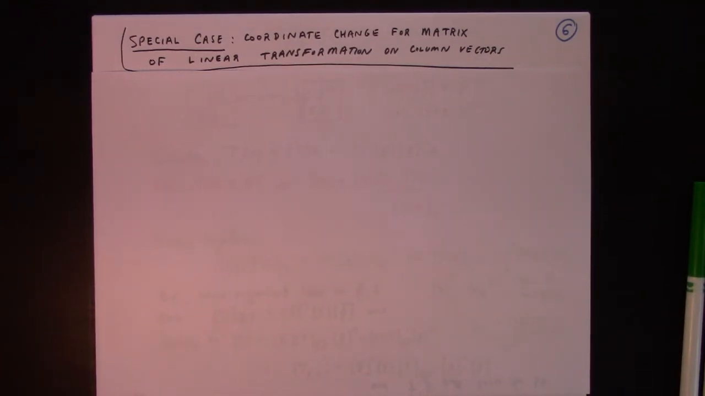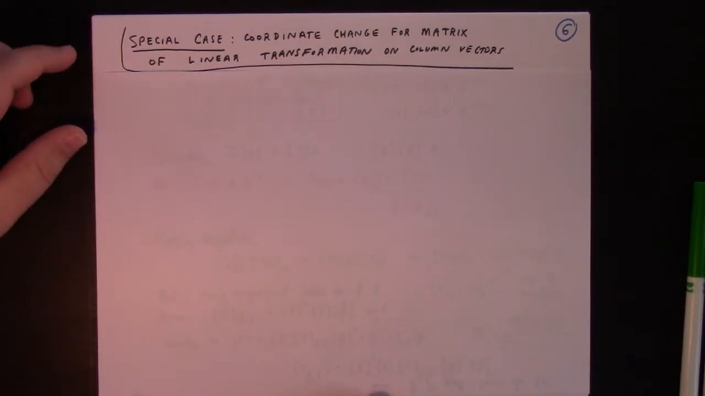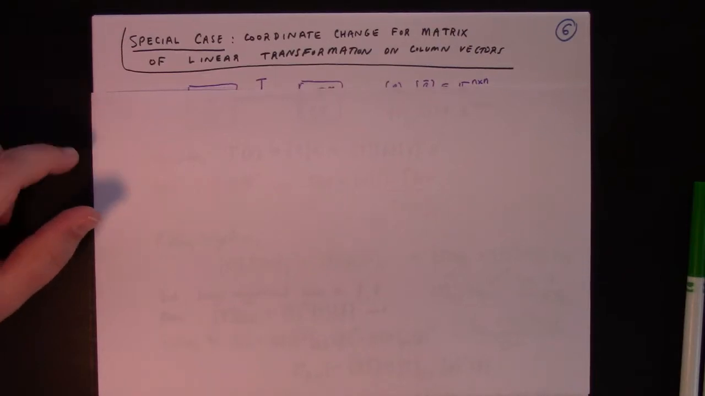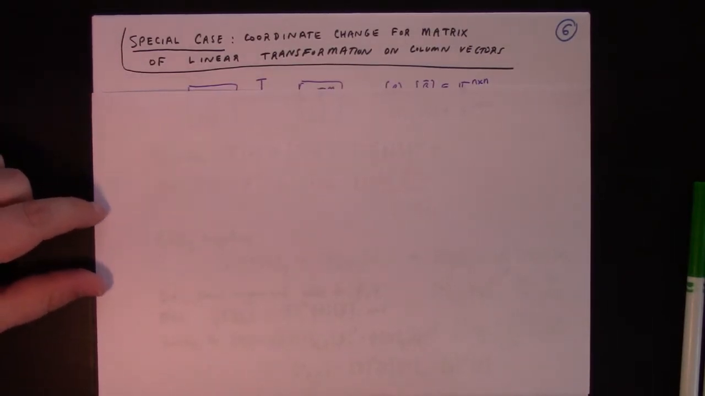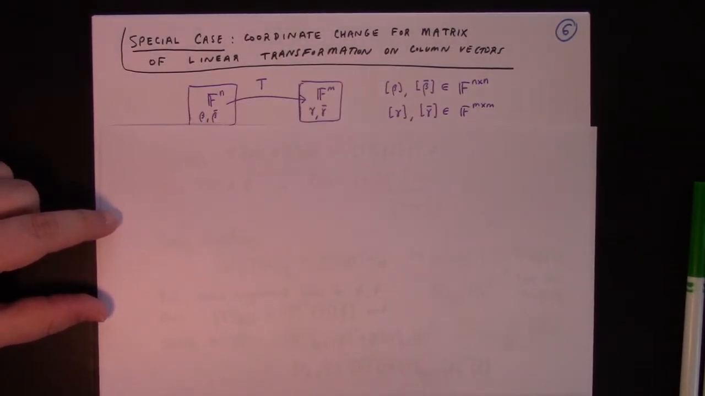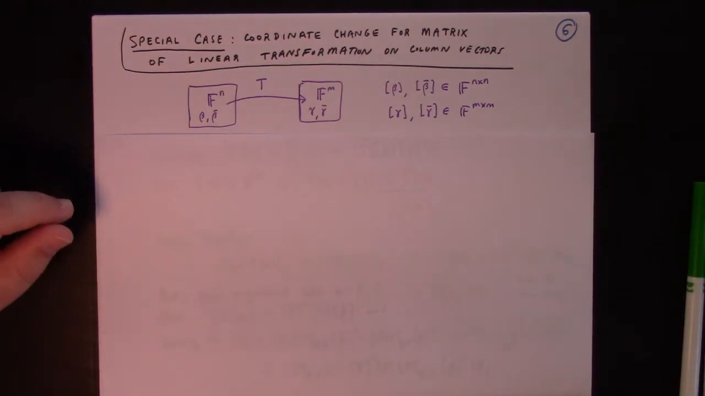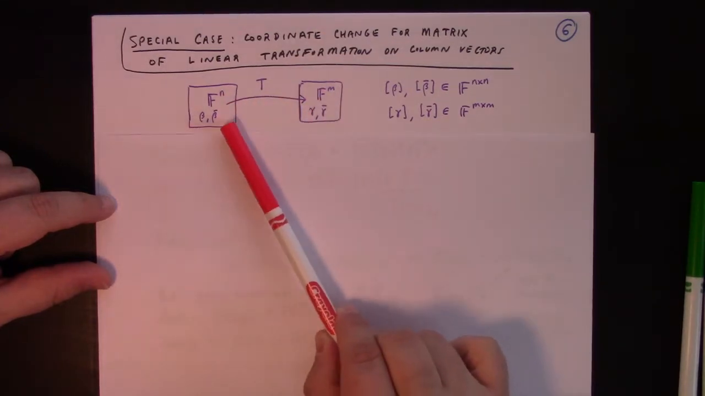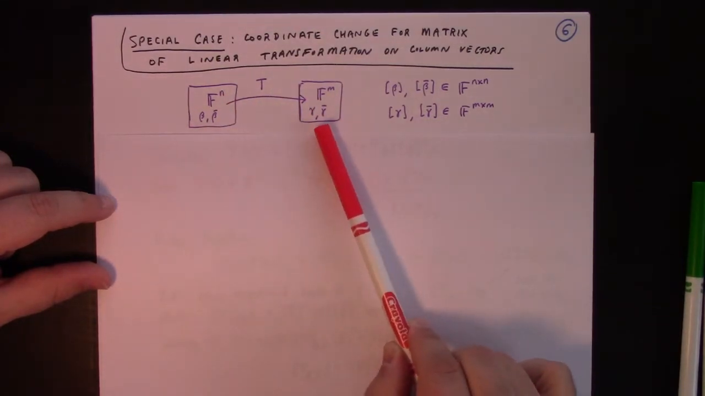All right, so continuing to discuss the problem of coordinate change for the matrix of a linear transformation, we now focus our attention on the case that we're going from column vectors to column vectors. This is an important and common case that we have a lot of time in this course devoted to, actually, as we go on past this point. So basically the problem here is we have a linear transformation from Fn to Fm. We've got two pairs of bases, beta and beta bar, gamma and gamma bar.